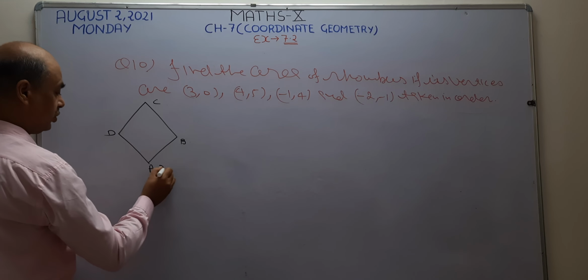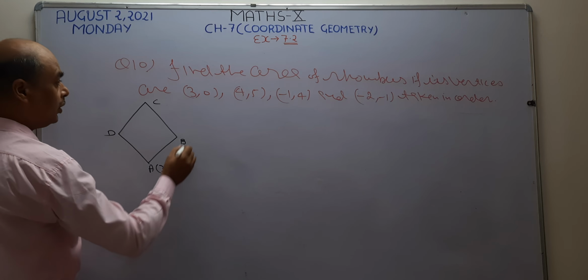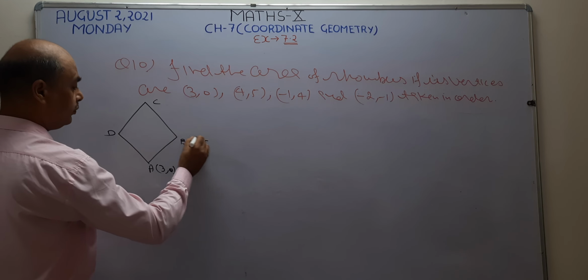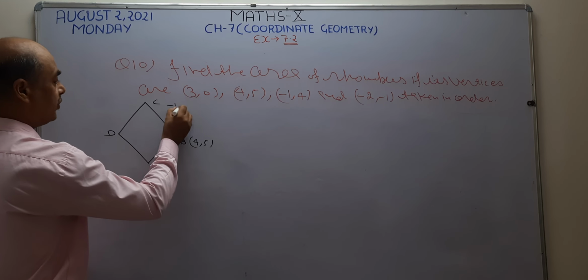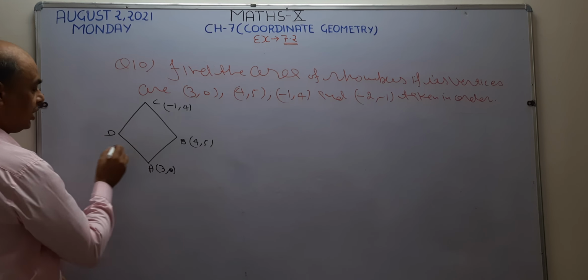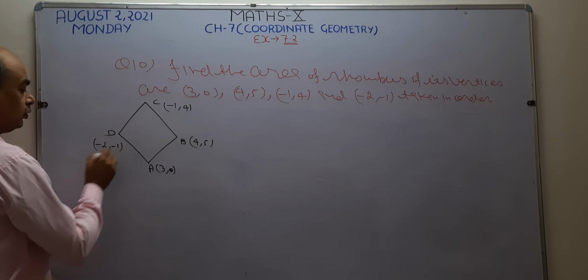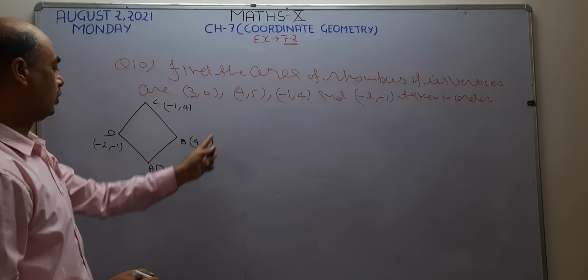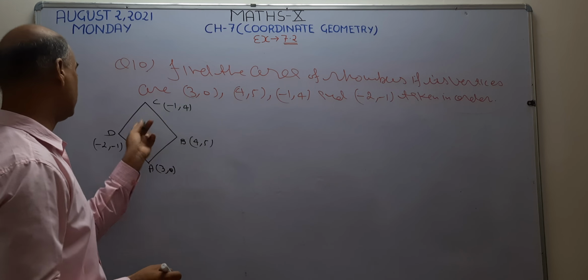Coordinates of A is given as 3, 0. And coordinates of B is 4, 5. Coordinates of C is -1, 4. And the coordinates of D is given as -2, -4. Okay, 3, 0; 4, 5; -1, 4; and -2, -4.